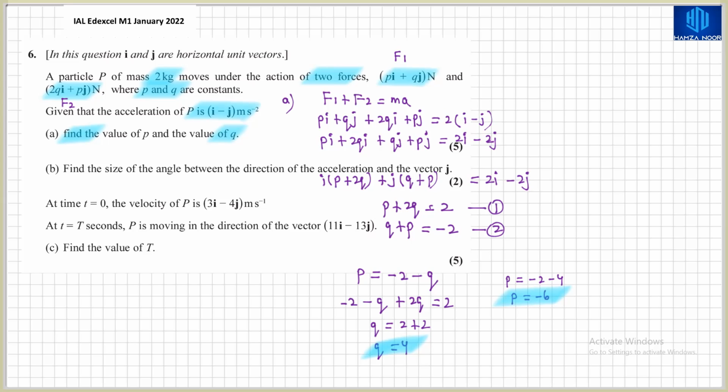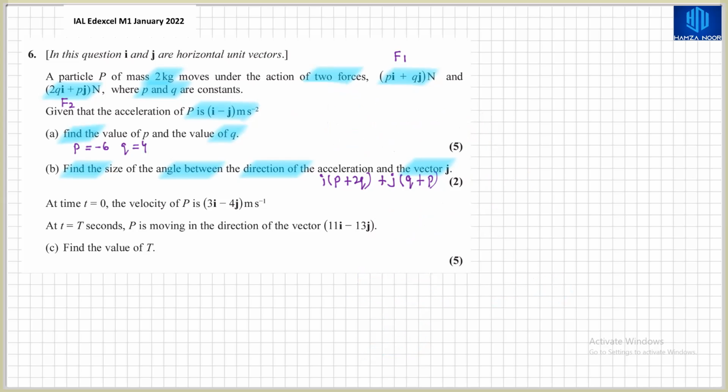Then we have part B. It says find the size of the angle between the direction of the acceleration and the vector j. I'm going to erase the working of part A from here and just mention the answers of part A: p is equal to minus 6, q is equal to 4. So we need to find the size of the angle between the direction of the acceleration and the vector j.